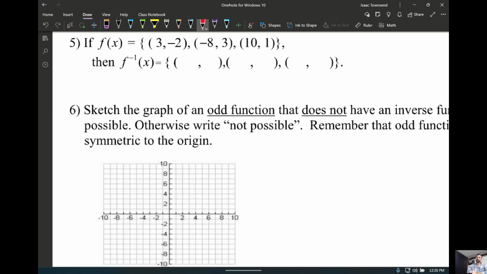All right, question 5 is just like question 1. The only difference is question 1 worded it in words, whereas this is using math notation. Here are 3 points on a function. Switch x and y, and you've got 3 points on the inverse. Don't change the signs, just switch x and y.